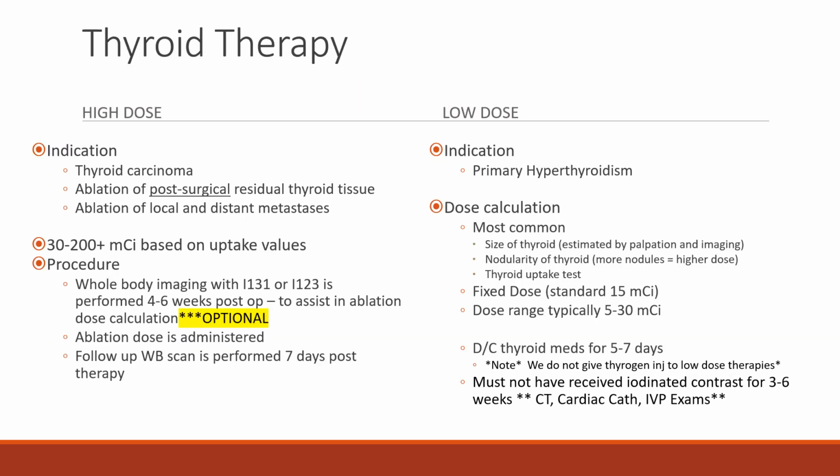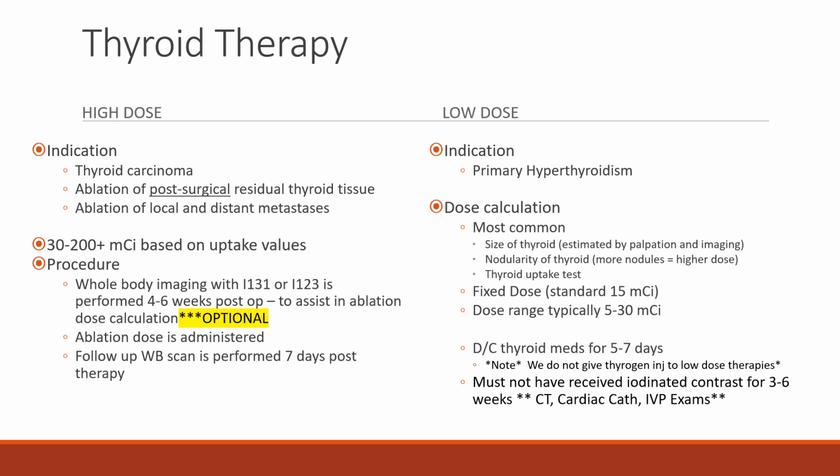So thyroid therapy can either be high dose or low dose. High dose is the one that's given for thyroid carcinoma. This is done also for ablation after it was surgically removed, and ablation of local or distant metastases. It is given as a dose of 30 to over 200 millicuries. This is based on the uptake values and even the extent of metastases. I have seen where thyroid patients have thyroid cancer that has spread to their bones, and it's not uncommon for them to get over 200 millicuries.